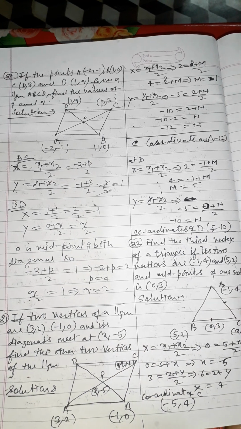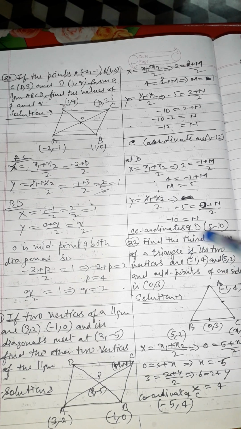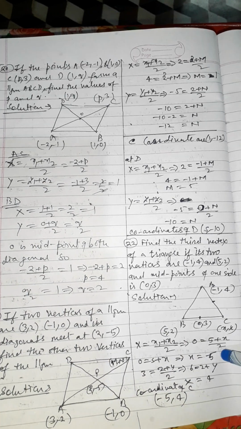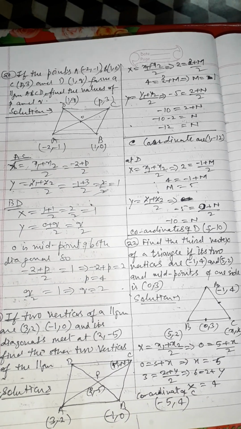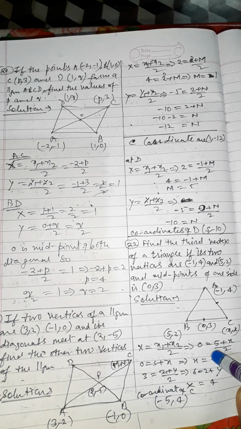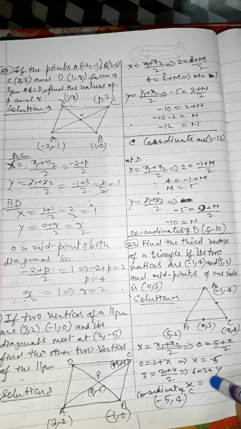Sum number 22. Find the third vertex of the triangle if its two vertices are (minus 1, 4) and (5, 2) and the midpoint of one side is (0, 3). The solution is this: x is equal to x1 plus x2 upon 2, it is 0 equals minus 1 plus 5 upon 2... 0 is equal to 5 plus x upon 2, then x is equal to minus 5. Then y, 3 is equal to 2 plus y upon 2, it is 6 is equal to 2 plus y, then y is equal to 4. The coordinates are minus 5 and 4.